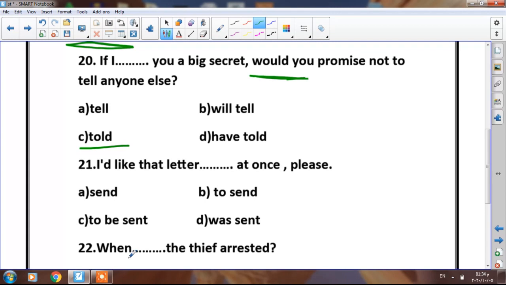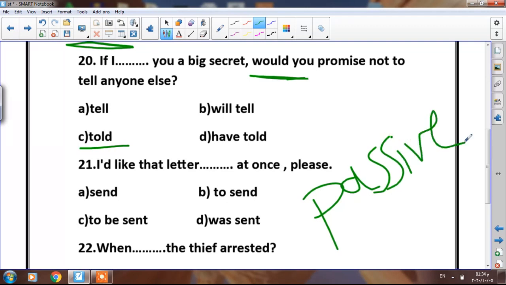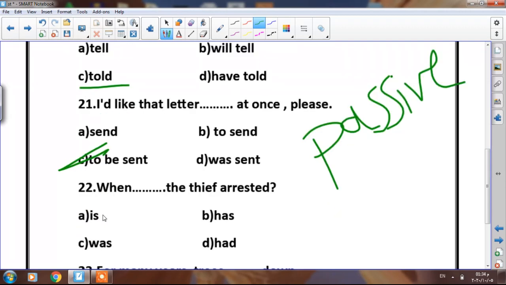Now we'll start revising the passive voice. Of course, you have taken the passive voice many times before. It's not the first time to take it. You should bear in mind that the doer of the action cannot do the action. For example, "I'd like that letter dot at once." The answer is "to be sent." While we are answering, we are going to revise with each other.